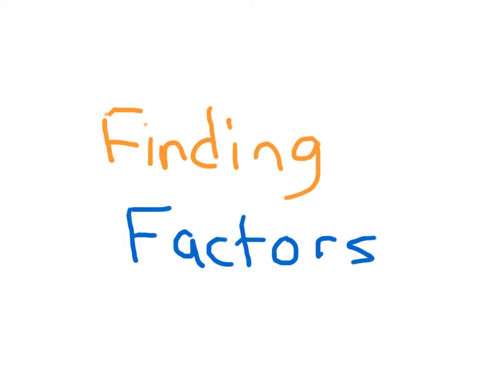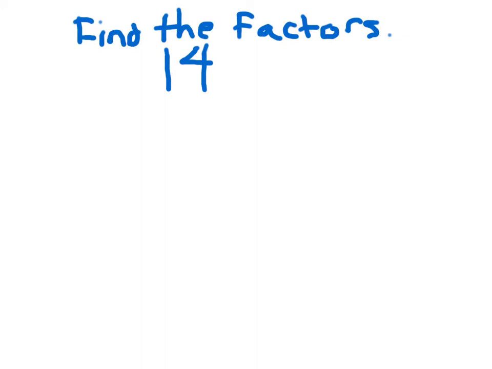Let's go ahead and work on finding factors. So we might have these instructions where it says find the factors for the number 14. Now, the way that we're going to do this, let me explain it to you, is that we're going to think about those multiplication facts where we can get that answer as 14. So 1 times 14 is 14.